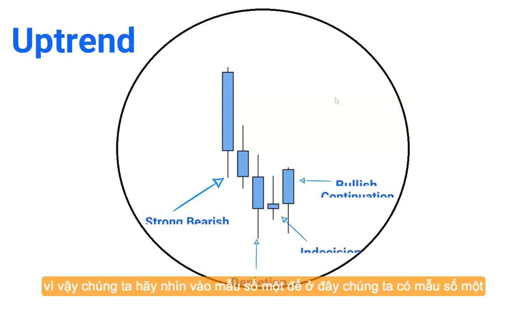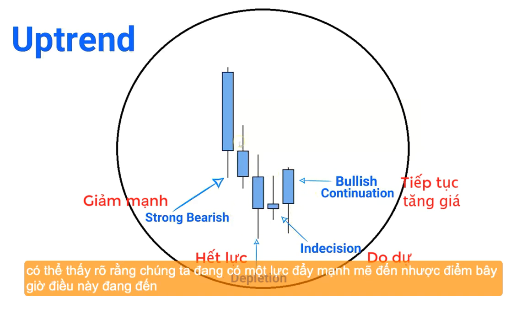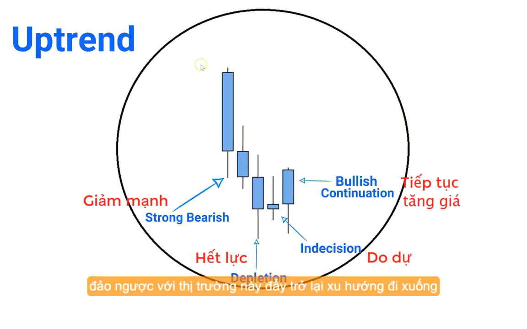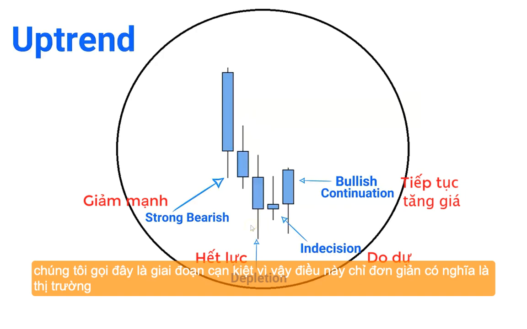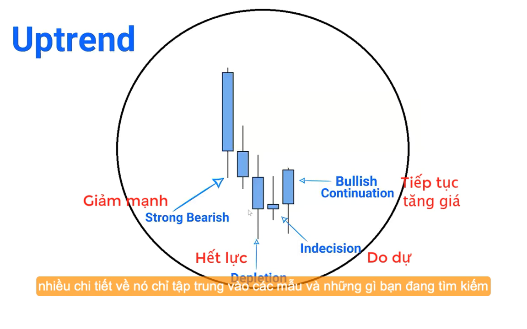So here we have pattern number one. Now, I want you to identify what is happening in and around this area. You can clearly see that we have a strong push to the downside. Now, this is coming off of the back of an uptrend. So this means that the market is pushing to the upside. With this market pushing back to the downside, we call this an exhaustion phase. So this just simply means that the market is resting in an uptrend, pulling back for whatever reason. Don't go into too much detail about it, just focus on the patterns.